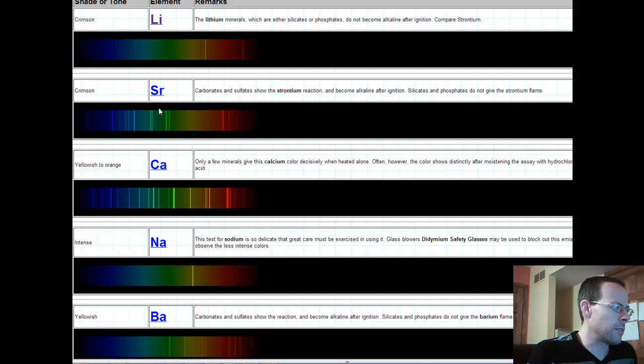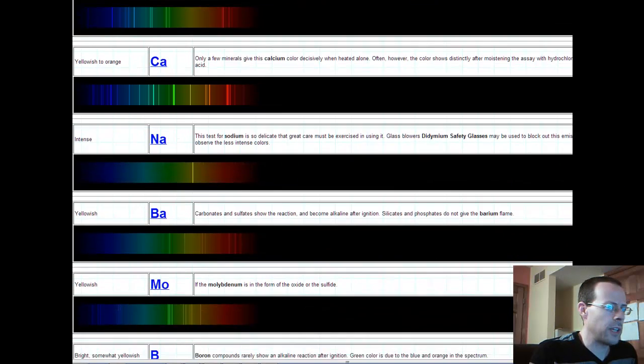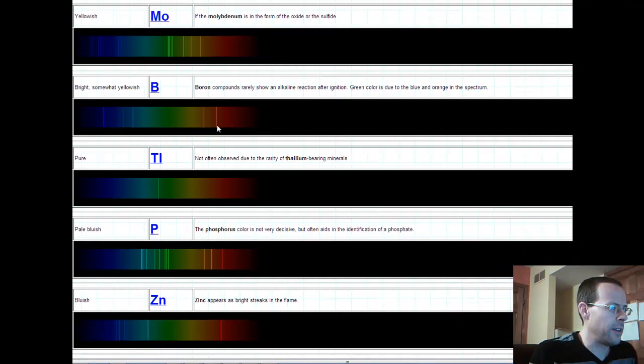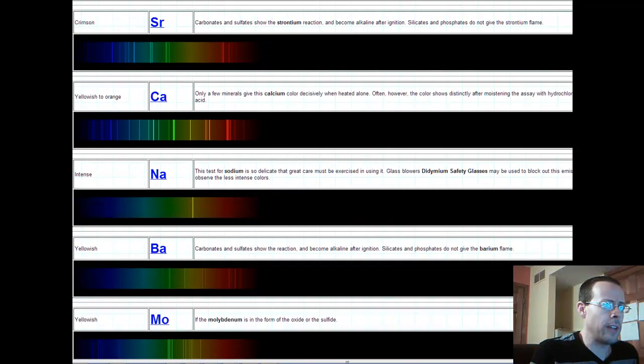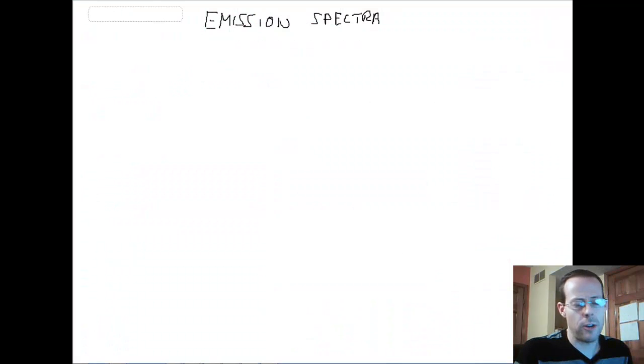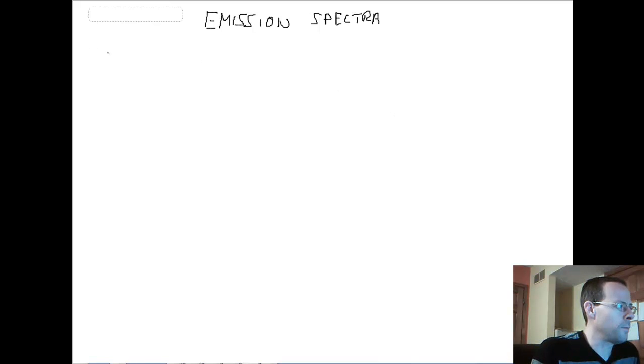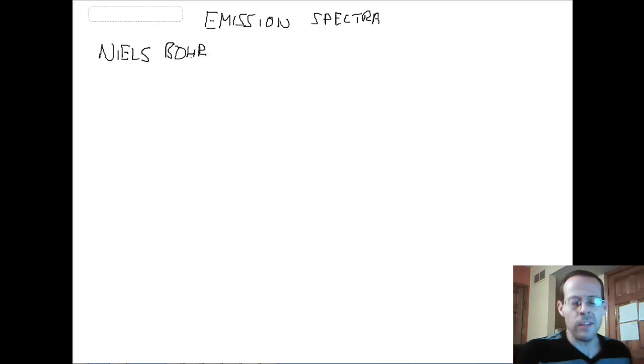Strontium has a bunch of reds and a bunch in the green area, and so on. Calcium, and sodium is just this bright yellow. The street lamps at night are sodium vapor lamps, and they have that yellow glow. As we burn all these different elements, each element has a different fingerprint as it burns. So scientists had to figure out a way to explain what they were seeing through these emission spectra. Niels Bohr came up with a theory to explain what they knew to be true.